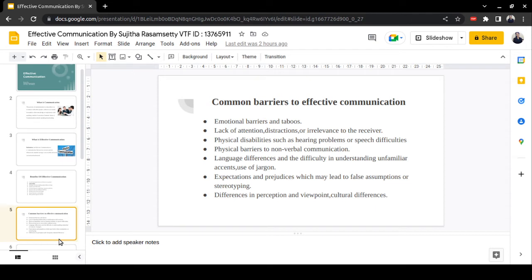There are most common barriers which affect effective communication. So let's discuss what those barriers are. Emotional barriers and taboos. Lack of attention, distractions or irrelevance to the receiver. Physical abilities such as hearing problems or speech difficulties. Physical barriers to non-verbal communication. Language differences and the difficulty in understanding unfamiliar accents, use of jargon. Expectations and prejudices which may lead to false assumptions or stereotyping. Differences in perception and viewpoint, cultural differences.